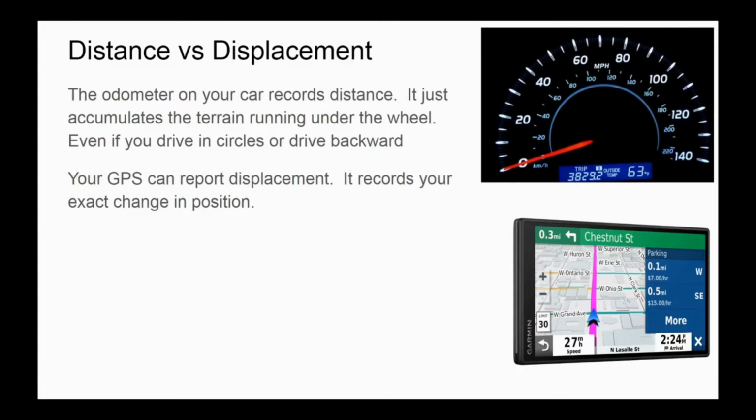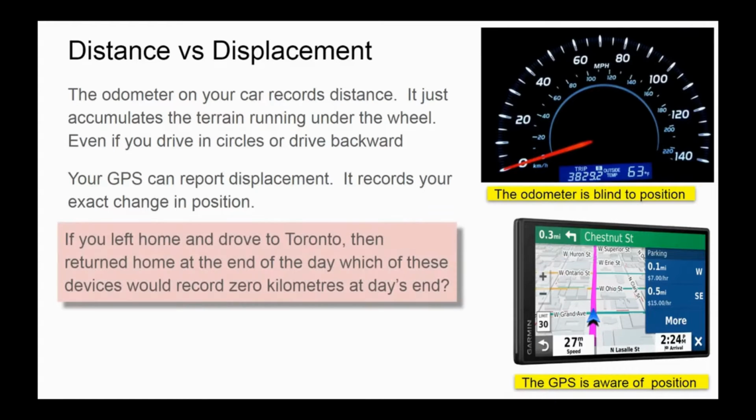A GPS, on the other hand, can report displacement. It records your exact change in position, so it should go back to 0 when you get home again. Odometers are blind to position. The GPS is not. If you left home and drove to Toronto, then returned home at the end of the day, which of these devices would record 0 kilometers at the end?